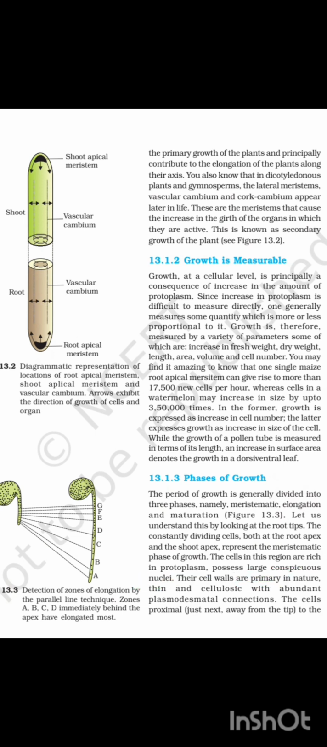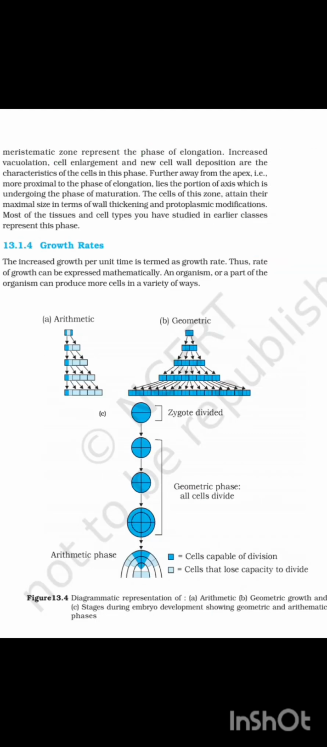Their cell walls are primary in nature, thin and cellulosic, with abundant plasmodesmatal connections. The cells proximal, just next to the meristematic zone, represent the phase of elongation. Increased vacuolation, cell enlargement, and new cell wall deposition are the characteristics of the cells in this phase.